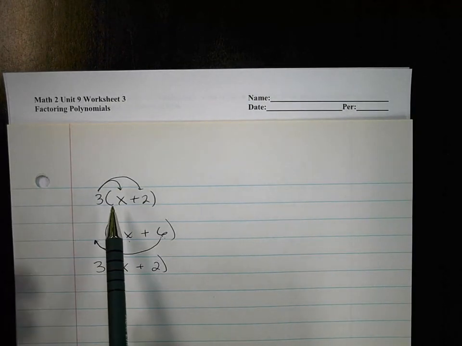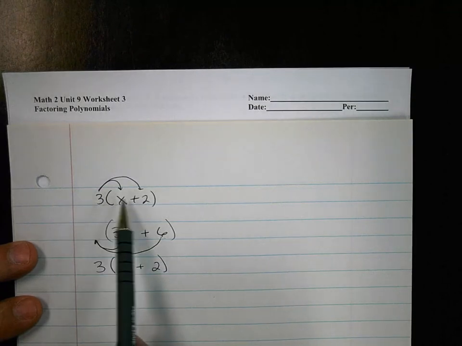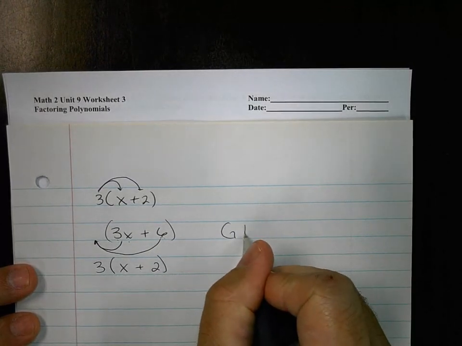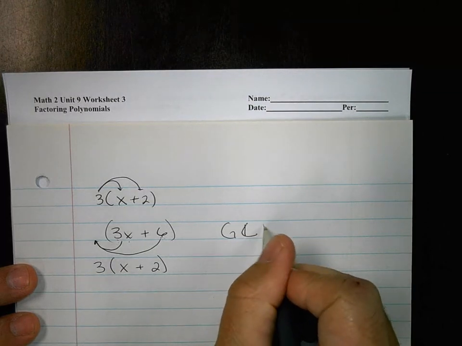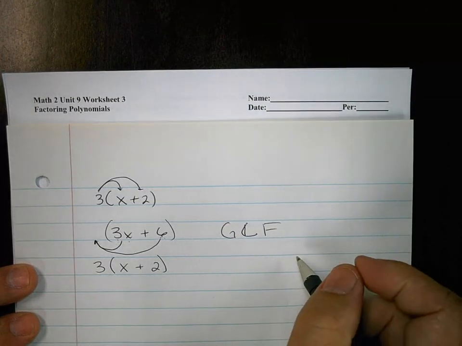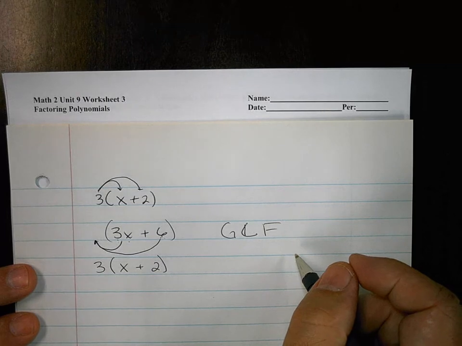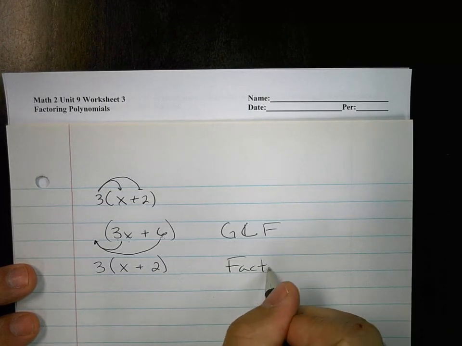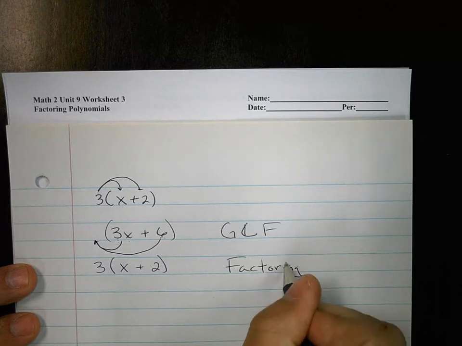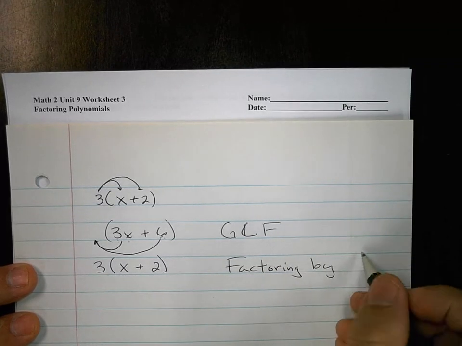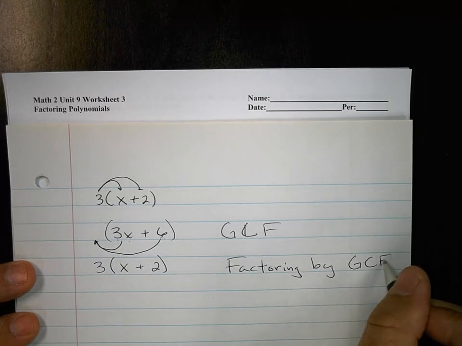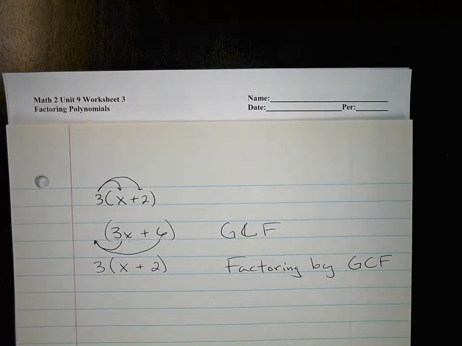So distributive property is putting a factor into every term, and GCF, or factoring by GCF, is taking something out of each term. Okay. And again, we call this factoring by GCF. Factoring means breaking up. Okay, breaking it up into its smallest parts.